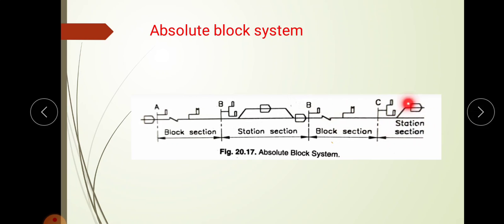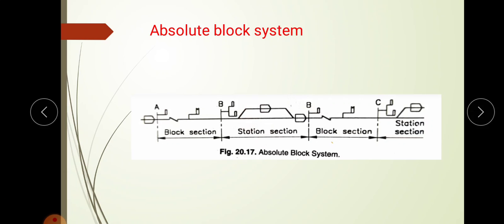The train enters the block section BC. That is, until the driver receives the token, he cannot enter the block section, and the token is produced by checking whether the station is clear for entry of the train. So this is the procedure of the absolute block system. This is the most common method. This is the absolute block system.